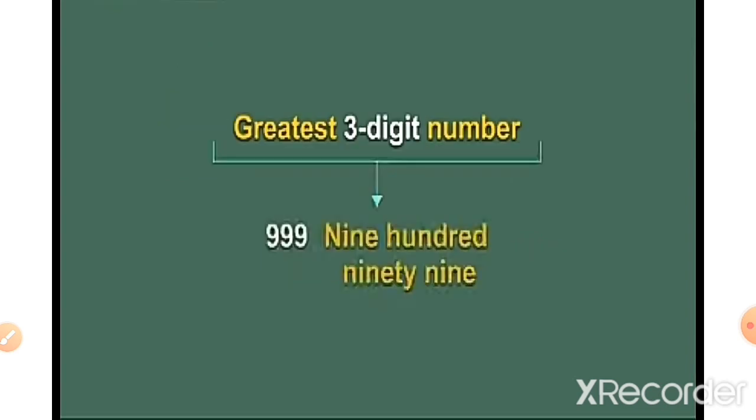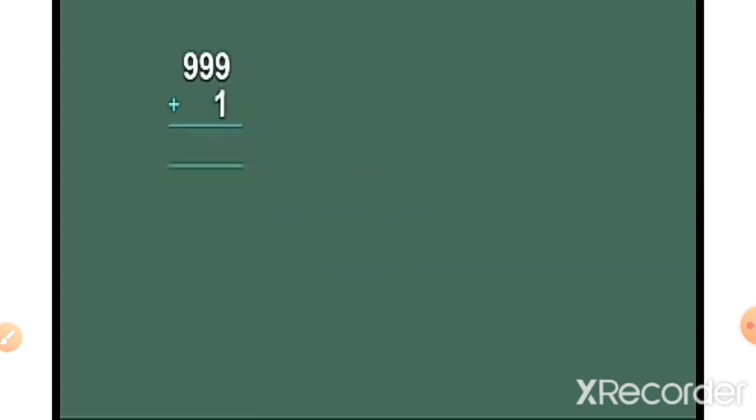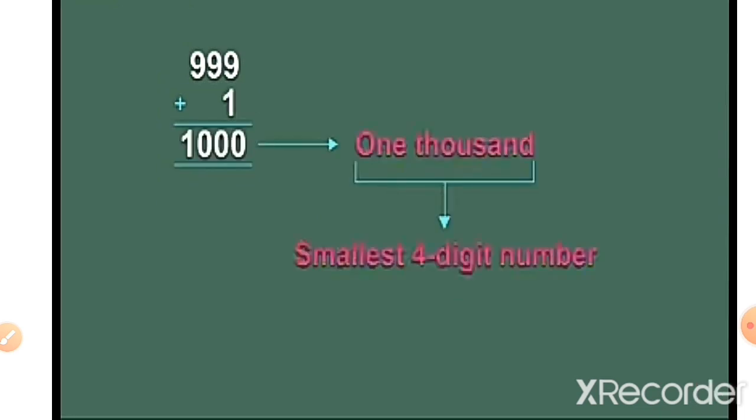Then what is the greatest 3-digit number? It is 999. You will read it as 999. If you add 1 to 999, what will you get? You will get 1000. That is 1000. This is your smallest 4-digit number.